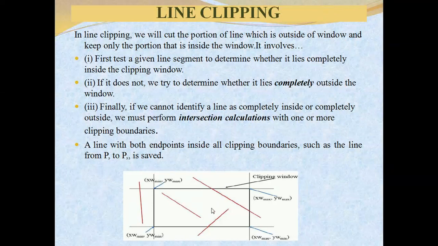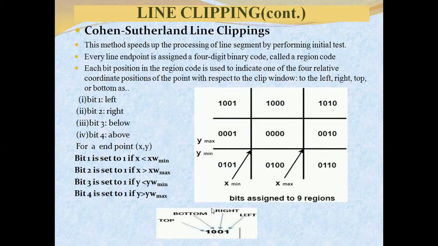Three parts we remember. If the line is completely inside the clipping window, we do not clip. If the line is completely outside the window, we completely clip the line. If some portion is inside or outside the boundaries, we need an intersection using a clipping algorithm. There are various line clipping algorithms. Here we discuss one of the most important, called the Cohen-Sutherland line clipping algorithm.